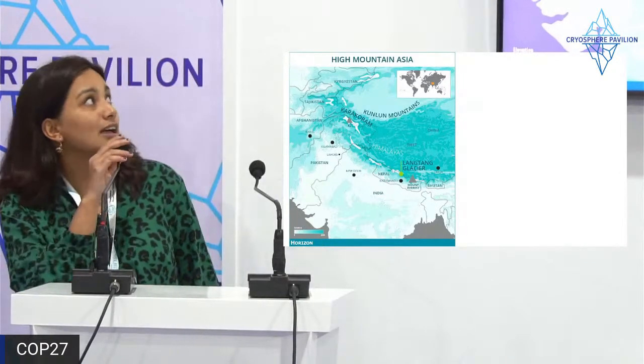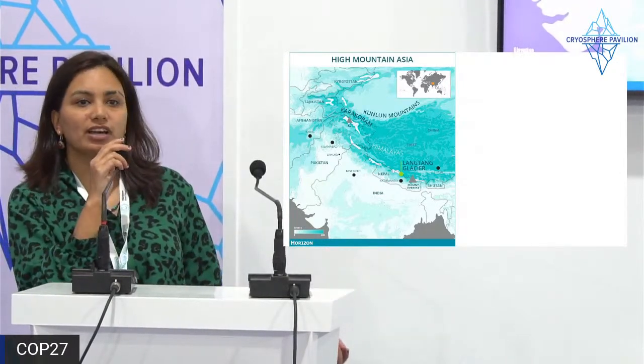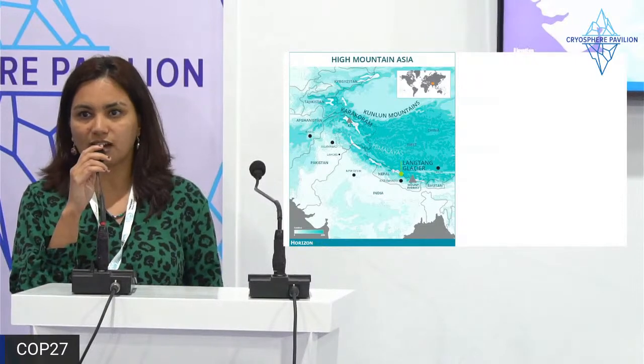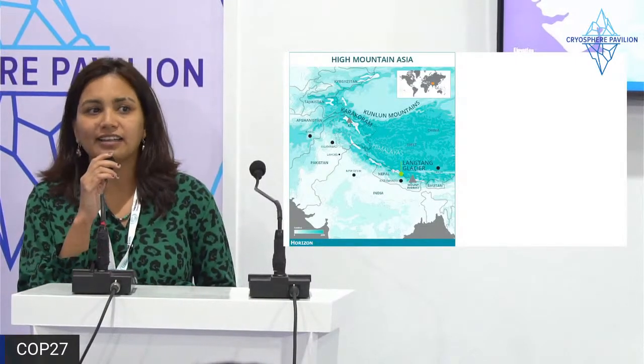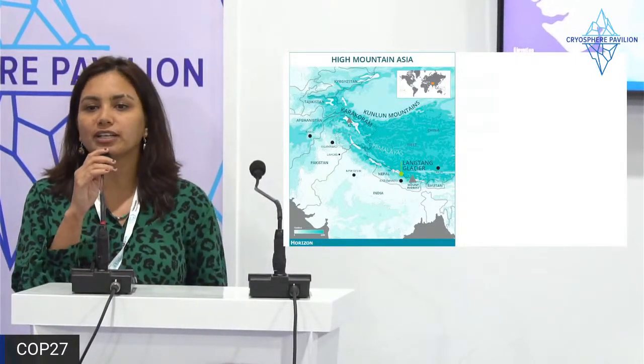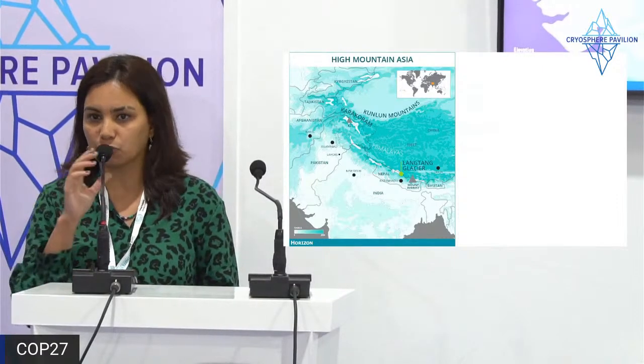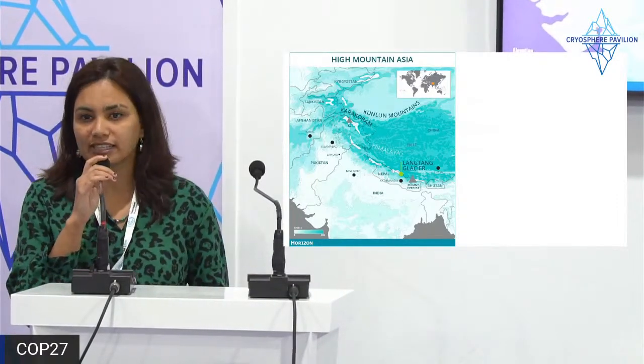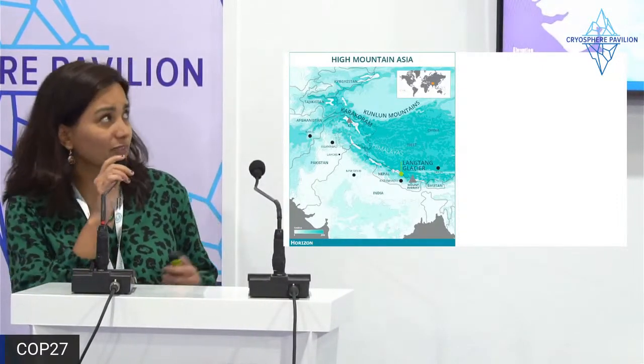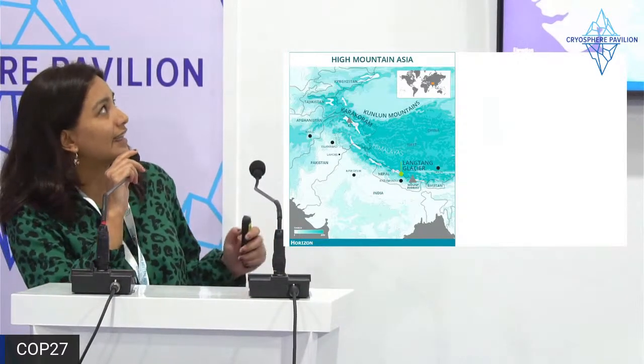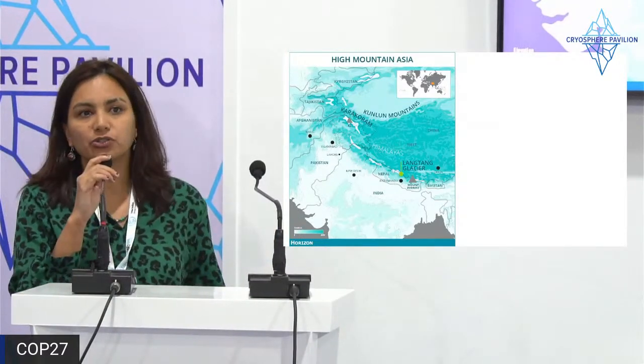Alright, so as we all know, high mountain Asia has the largest ice covers outside of the polar regions. And although we don't have enough field information, the long-term records have shown that there is accelerated increase in glacier mass throughout this region. And there is one more thing that we need to understand.